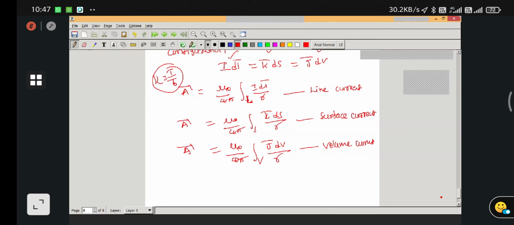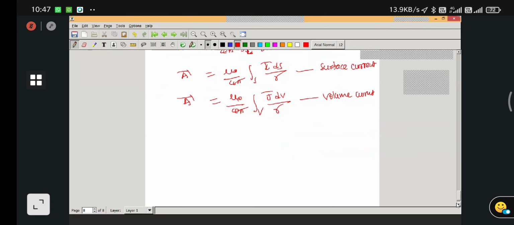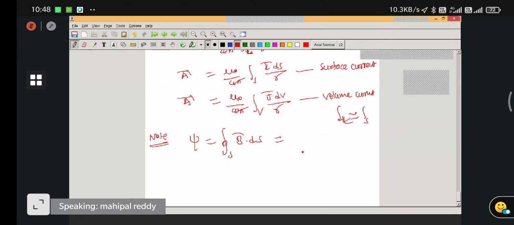Note a point and conclude. Last point, note: flux is equal to the surface integral of B dot ds. I think it's the Stokes theorem. What is the Stokes theorem? The closed surface integral is related to the line integral, and the closed line integral is related to the surface integral. That is the cross product.